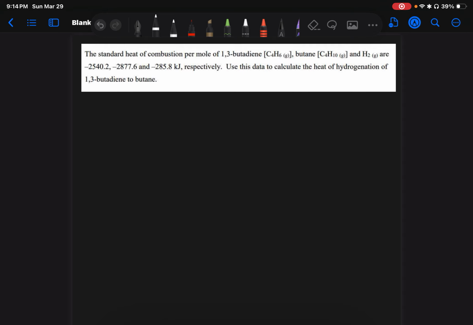Hopefully it switched microphone. So standard heat of combustion per mole, thermochemistry, etc. So we got the heat of combustions provided, and now we need to find out the heat of hydrogenation of 1,3-butadiene to butane. So we want to probably write that out. So that reaction, actually I forgot to take that part of the question onto here. So we're also provided with this.